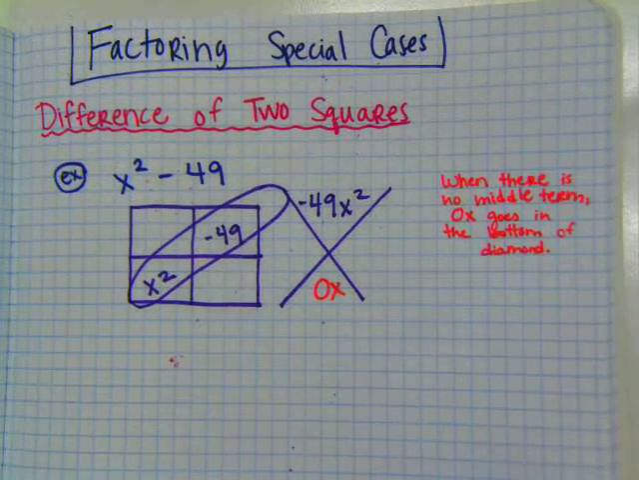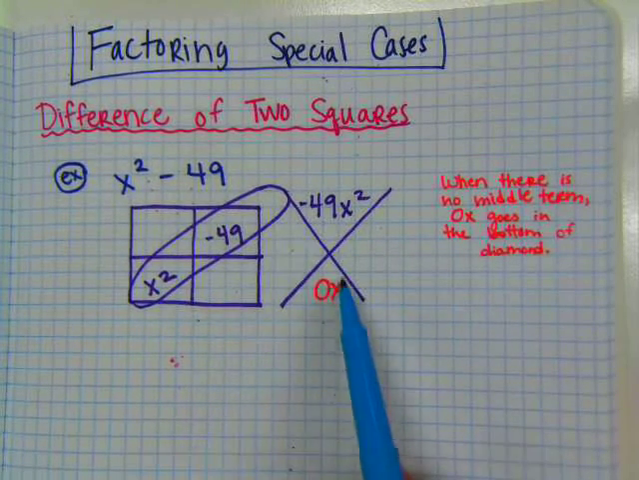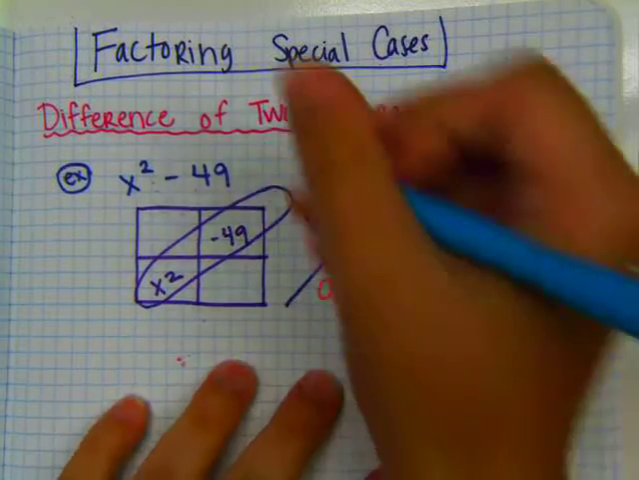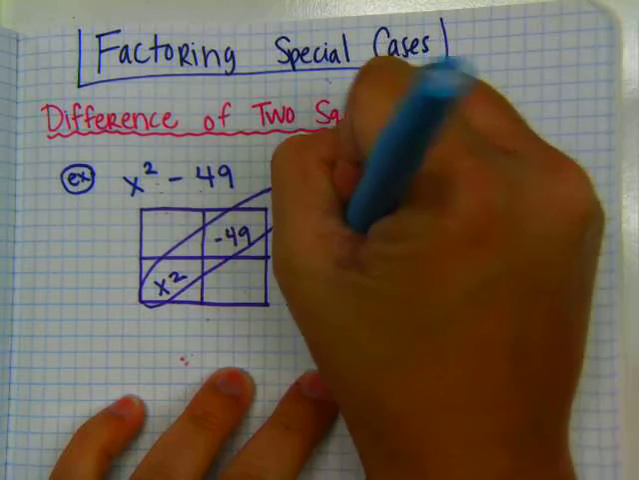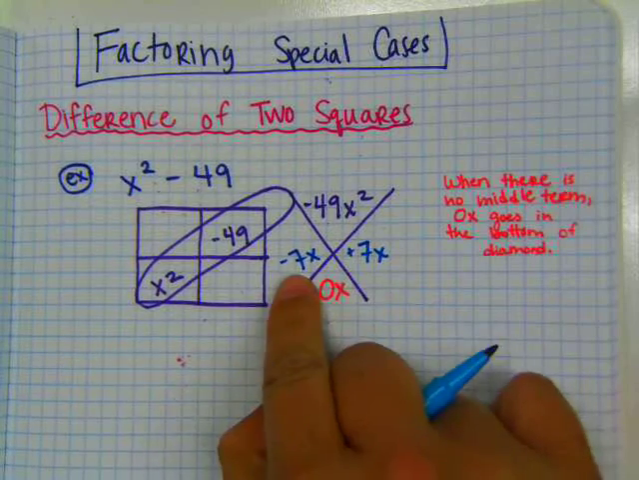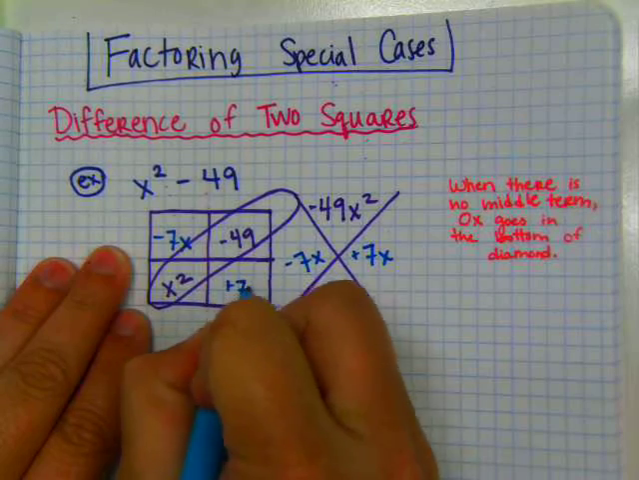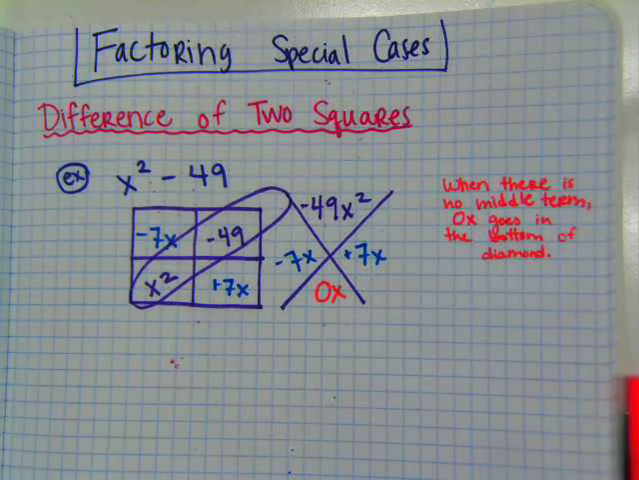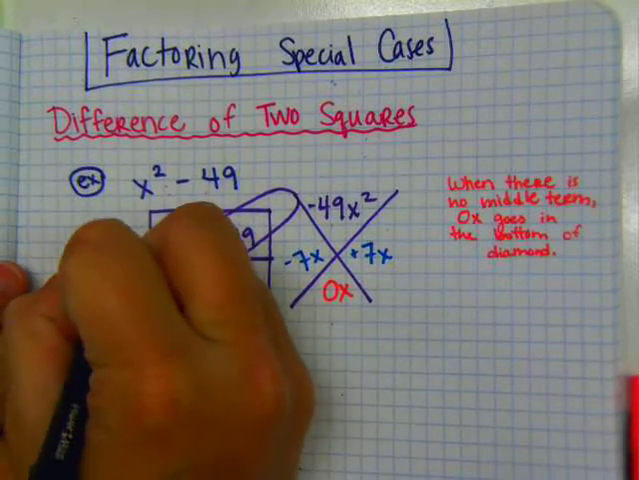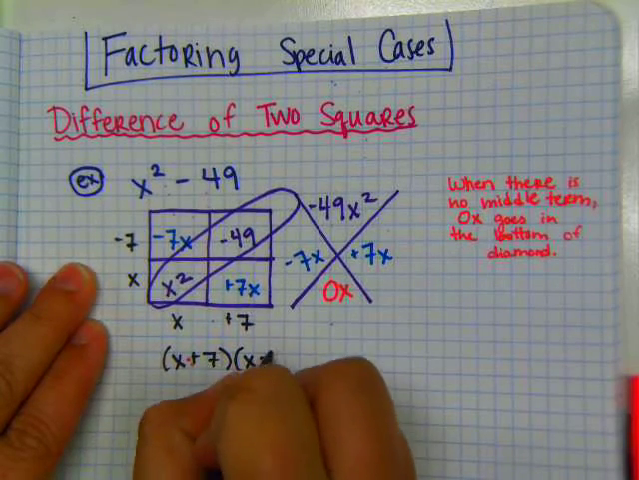Okay, so it's the same process now. We're multiplying to negative 49, adding to 0. What multiplies to negative 49 and adds to 0? Well, that's going to be negative 7x and positive 7x. Negative 7 times positive 7 is negative 49. Negative 7 plus 7 is 0. So that's what goes in the sides. And then we figure out our GCFs. x plus 7, x minus 7. So our factored form is x plus 7 times x minus 7.